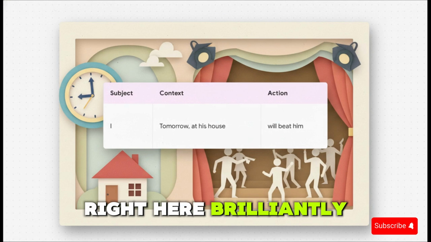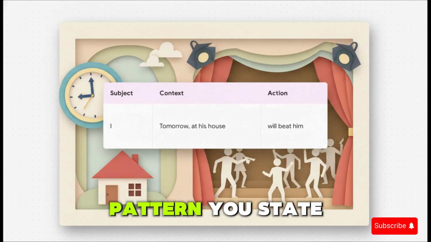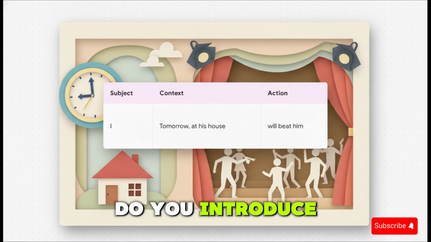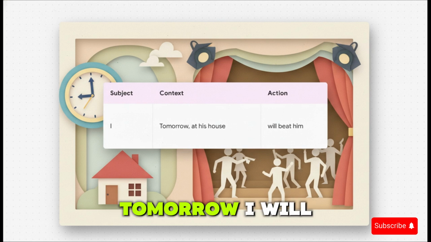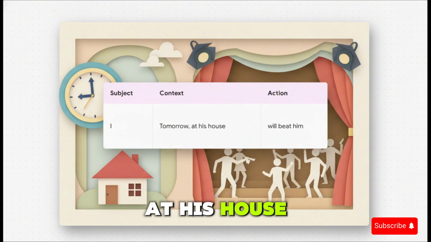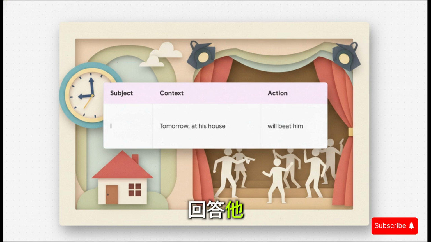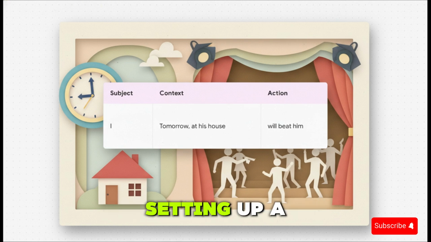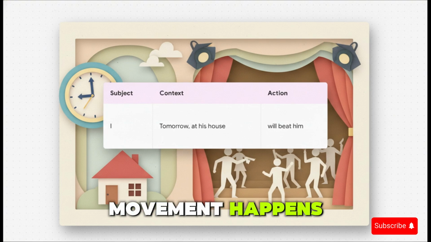And this right here brilliantly illustrates the emerging pattern. You state the time, then you state the place, and only then do you introduce the action. Tomorrow, I will, at his house, beat him. 明天在他家我会打他. Time, place, action. Think of it kind of like a theater director setting up a scene. You are meticulously painting the entire backdrop of the stage before any actual movement happens.